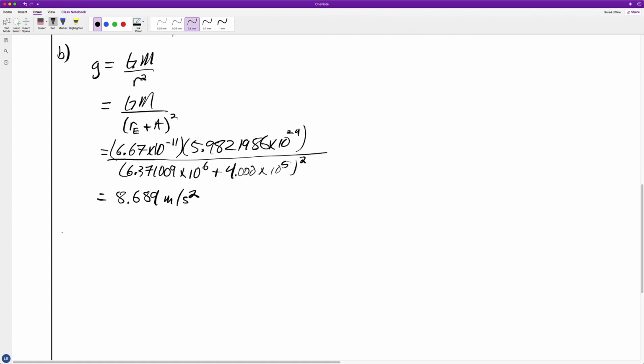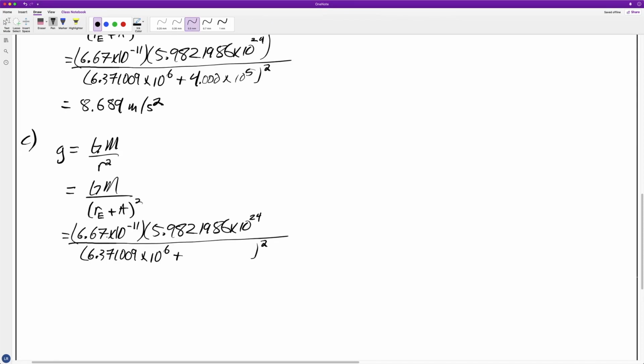All right, part C. The exact same procedure. So big G is 6.67 times 10 to the negative 11, mass of the Earth, which is 5.9721986 times 10 to the 24, the radius of the Earth, which is 6.371009 times 10 to the 6, plus this time it's going to be 3.7 times 10 to the 7 meters. And here we can see that the acceleration due to gravity is radically different, a fraction of a meter per second squared.